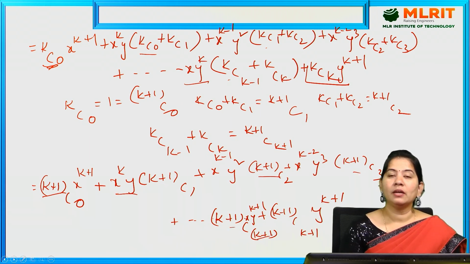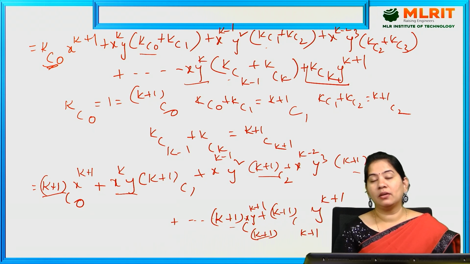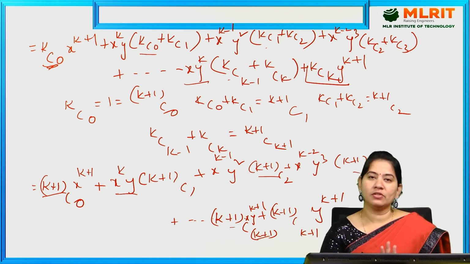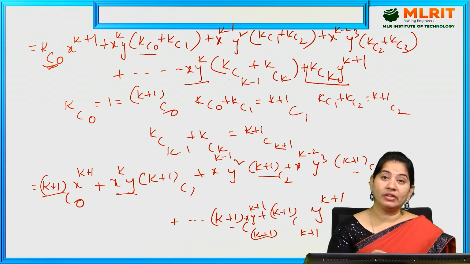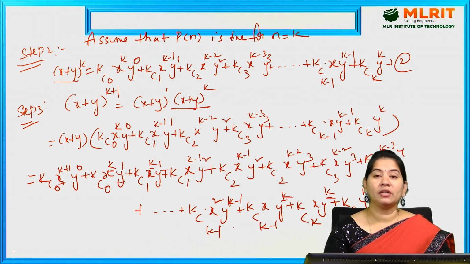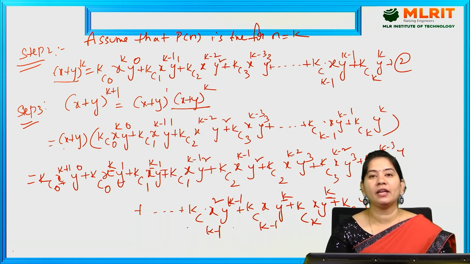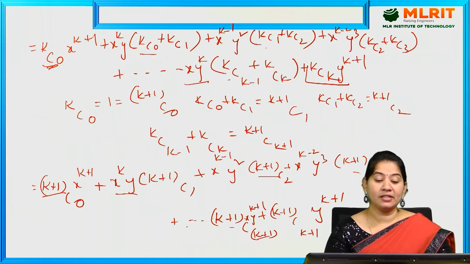Now if you understand what we have done: first we have taken the first statement, that is P of n is true for n is equal to 1. And the second step is, we have assumed that P of n is true for n is equal to k. That's why we have substituted. After substituting, we have taken x plus y whole power k. In place of k, we have taken k plus 1, and we are substituting here.